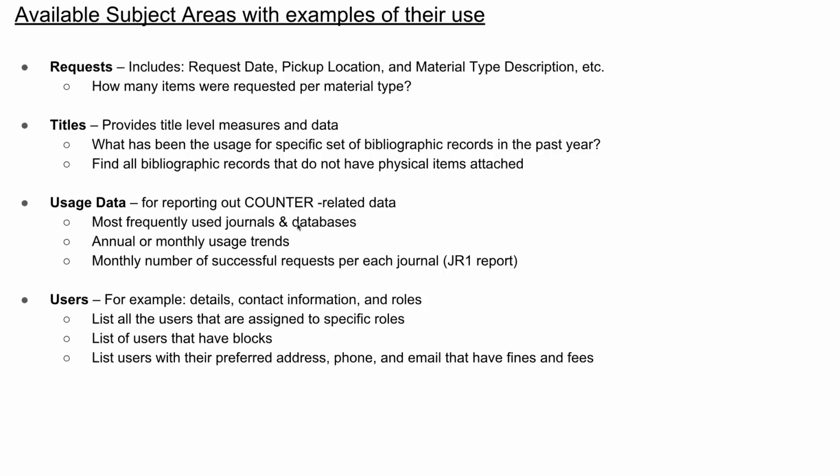Usage data, similar to the cost usage up above, except it does not have the acquisitions information. So this would be a good place if you just wanted to see like the JR1 data for a certain journal or platform without any financials attached to it. And the last one is users, which is obviously about the user database and patron records and things like that. So there's a lot of them, but it does give you a lot of options and a lot of flexibility.